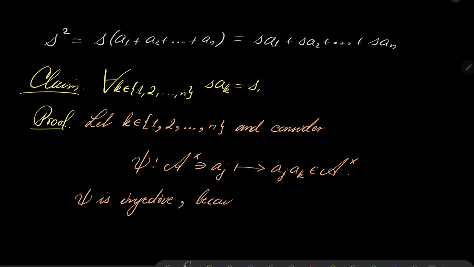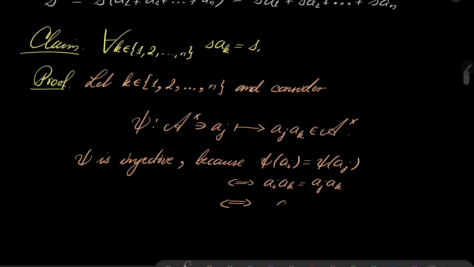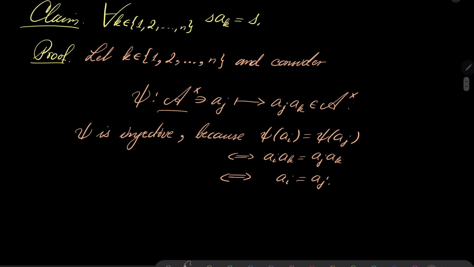Why is that? Because if psi of ai equals psi of aj, this is equivalent to saying that ai ak equals aj ak, and after multiplying by ak inverse on both sides, we get ai equals aj. Also, remember that this set is finite, which means that psi is bijective. Well-known property: every injective function from a finite set into itself is also bijective.